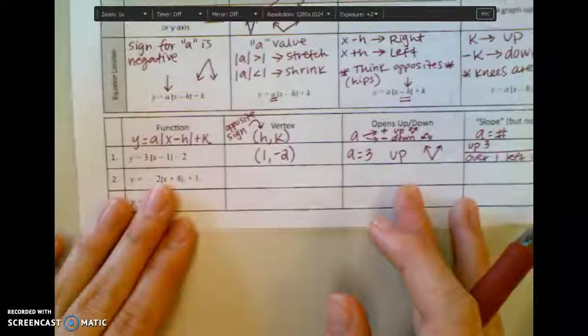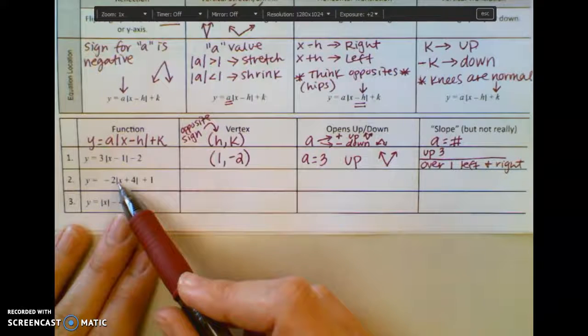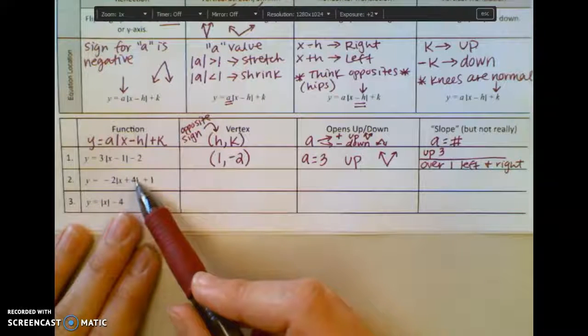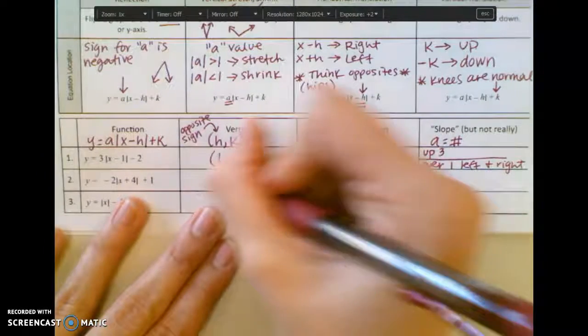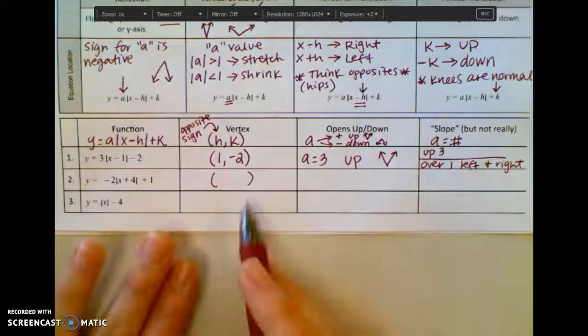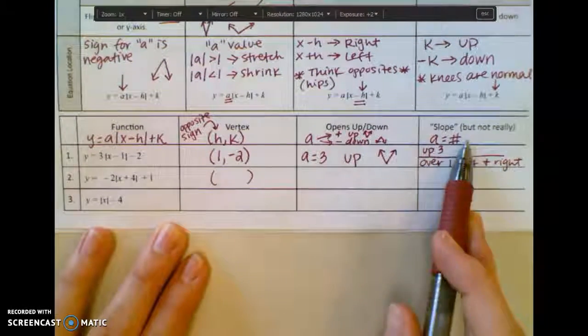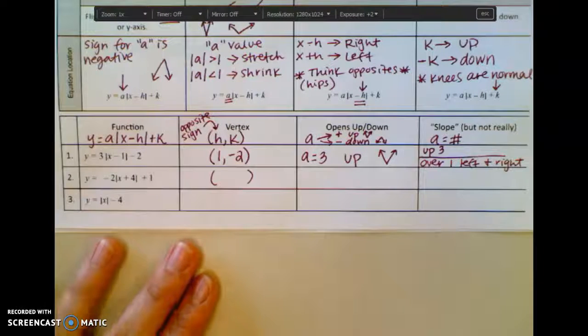All right, let's look at the next one. We have -2 times the absolute value of x plus 4, and then a plus 1 at the end. So first we want our vertex. If you feel like you can, then go ahead and pause the video and try to find the vertex, how it opens, and the slope. All right, now that you've found those, check them with my answers.